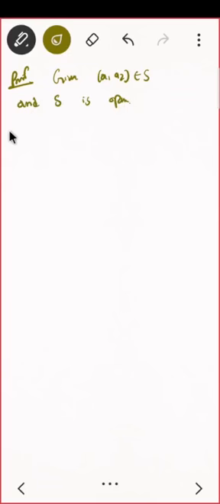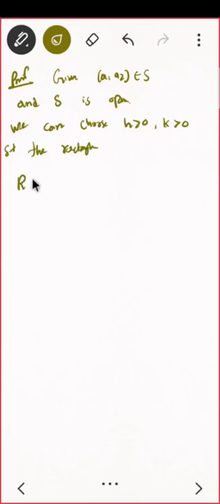So we can choose h positive, k positive, such that the rectangle R, that is equal to [e1, e1 plus h] cross [e2, e2 plus k], is completely contained in your S. That means what?